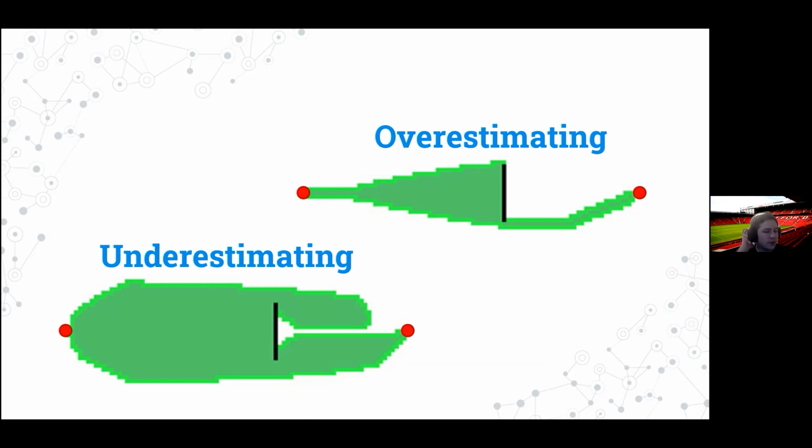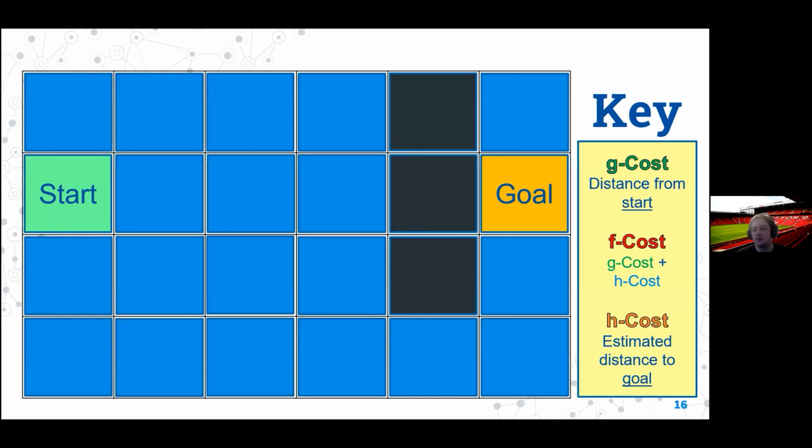An underestimating one will tend to favor staying towards the start, which is going to result in this green area here, which is searched tiles, being much higher. We'll have a look at why this is the case. But suffice to say, an underestimating heuristic is always going to give us the shortest path. An overestimating one may not give us the shortest path, but it will get there super quick. So let's see why this is the case.